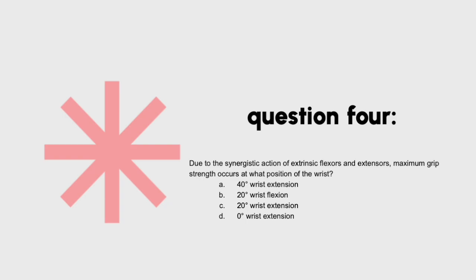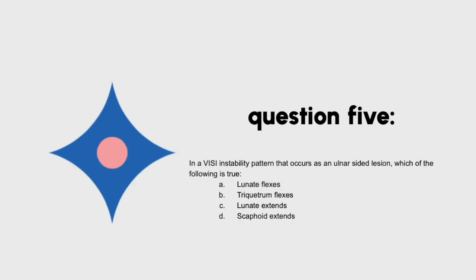Question 4. Due to the synergistic action of extrinsic flexors and extensors, maximum grip strength occurs at what position of the wrist? A. 40 degrees of wrist extension, B. 20 degrees of wrist flexion, C. 20 degrees of wrist extension, or D. 0 degrees of wrist extension. Question 5. In a VISI instability pattern that occurs as an ulnar-sided lesion, which of the following is true? A. Lunate flexes, B. Triquetrum flexes, C. Lunate extends, or D. Scaphoid extends.